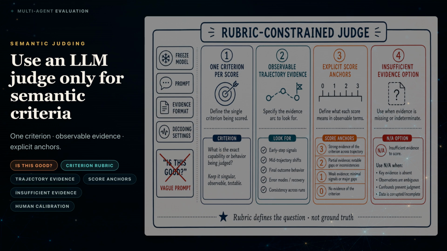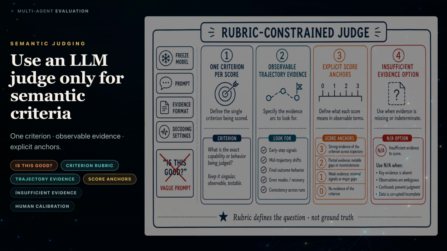Do not ask, "Is this good?" Give the judge one criterion per score: observable trajectory evidence, explicit score anchors, and a reference answer or policy when one exists. Include an insufficient evidence option. For pairwise judgments, define what a tie means instead of forcing a preference between equivalent outputs. Freeze the model: version, prompt, evidence format, and decoding configuration.